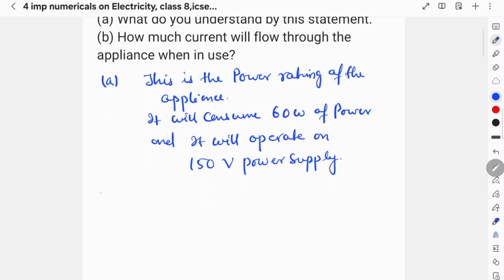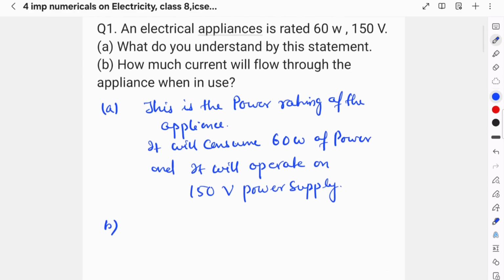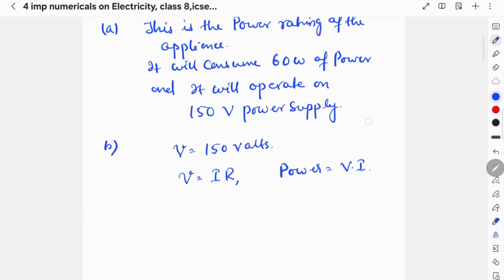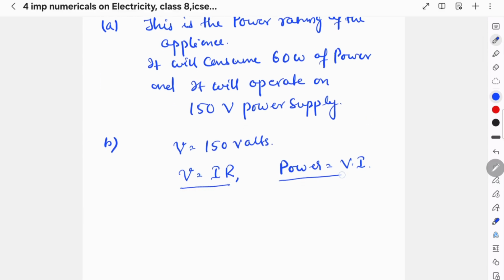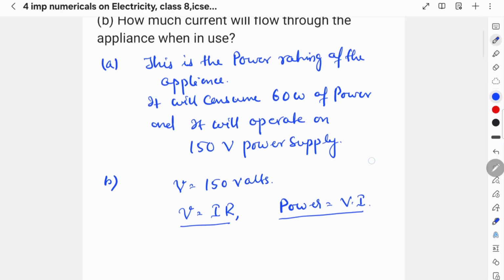Okay, now let's come to part B. They are asking how much current will flow through the appliance when in use. So the voltage is 150 volt. We know V is equal to IR and the power is equal to VI. So let us use both these formulas to solve for our answer.